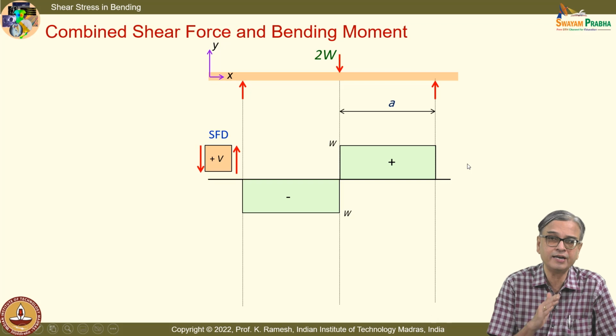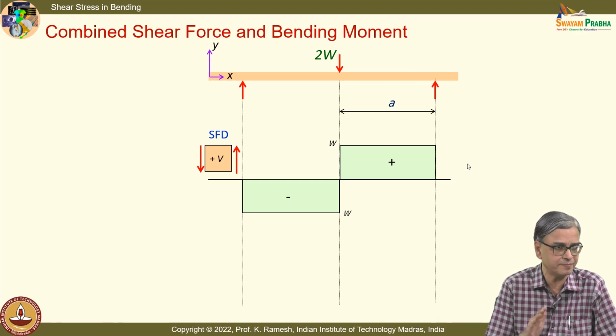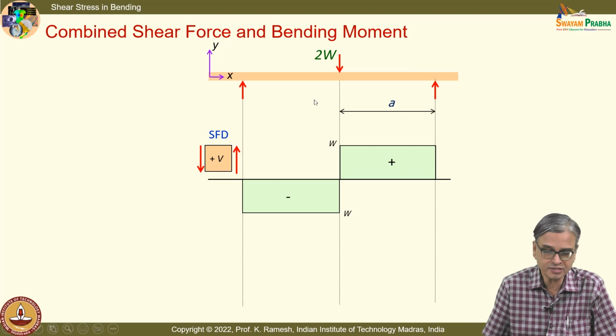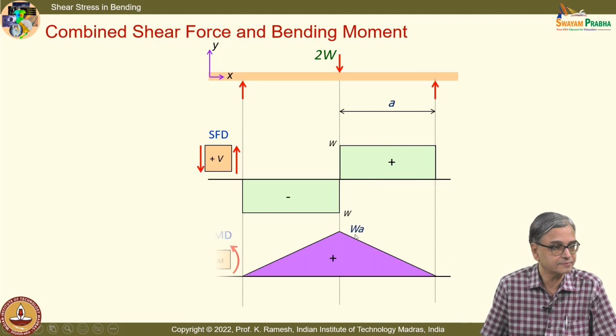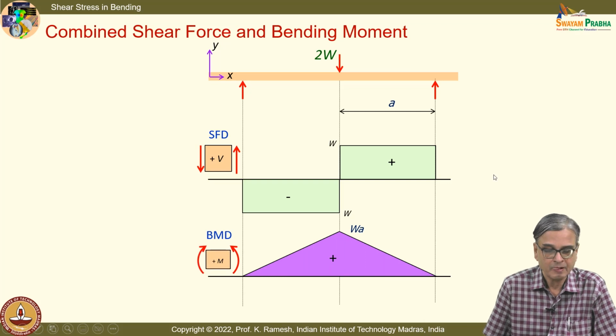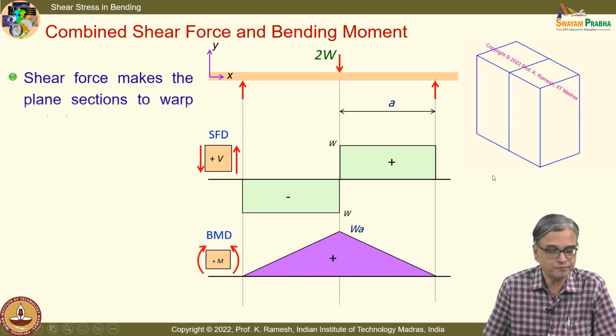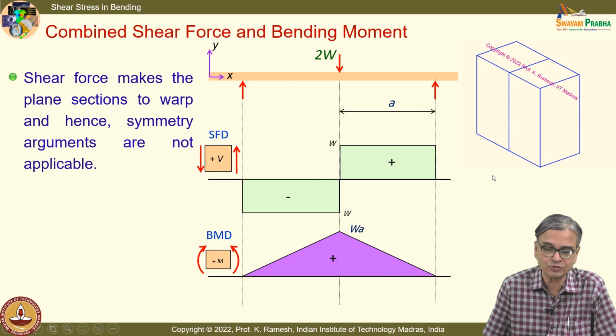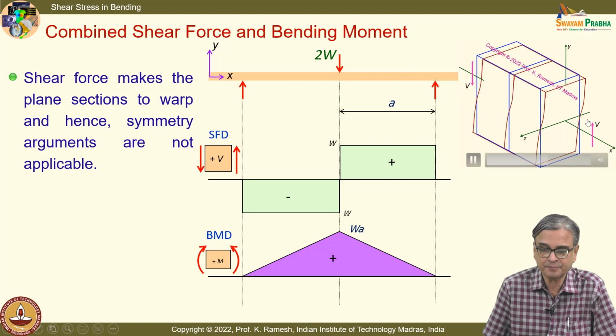Earlier we had only constant bending moment transmitted by the beam. Now I have a constant shear force. Even if I add a constant shear force, my bending moment varies linearly. And without proof, I have also shown you how the section will change in the presence of a shear force.